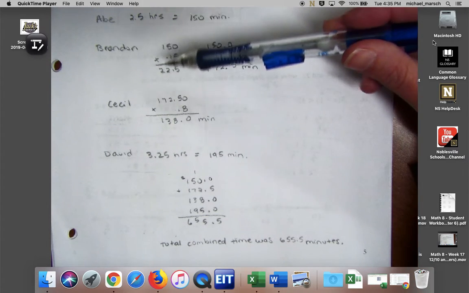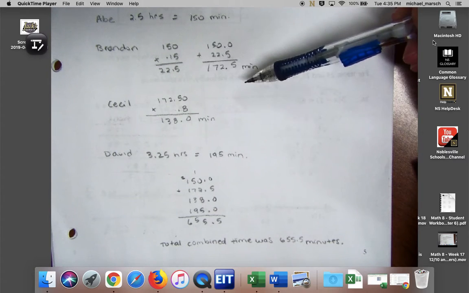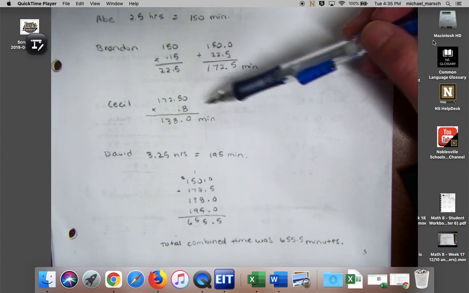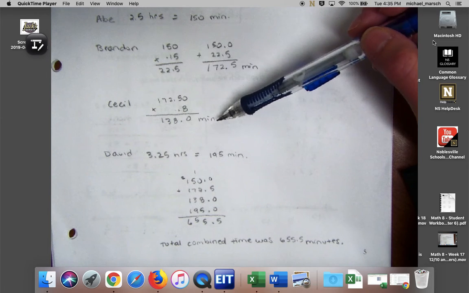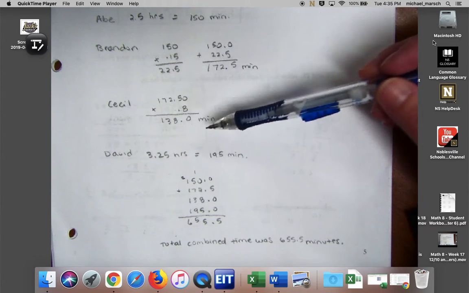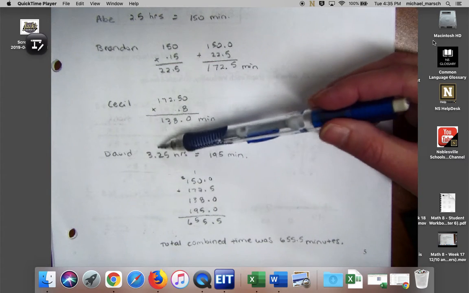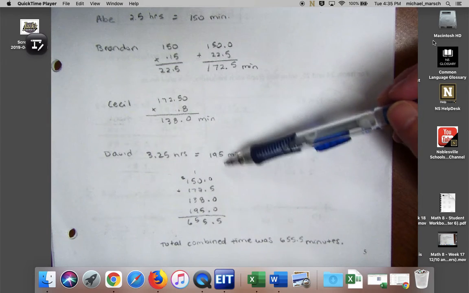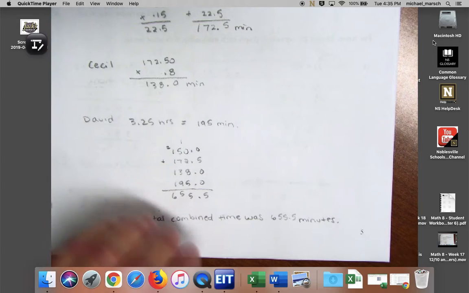Brandon needed 15% more, so I took 150 times 0.15 and added that to get Brandon's time. Cecil only needed 80% of Brandon's time, so 172.5 times 0.8 gave me Cecil's time. I didn't have to do any adding or subtracting. And then they just told us that David's time was 3.25 hours. A fourth of an hour happens to be 15 minutes, so 180 minutes plus 15, add them all up, you get 655.5 minutes.